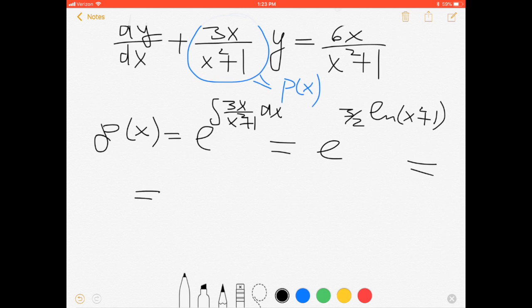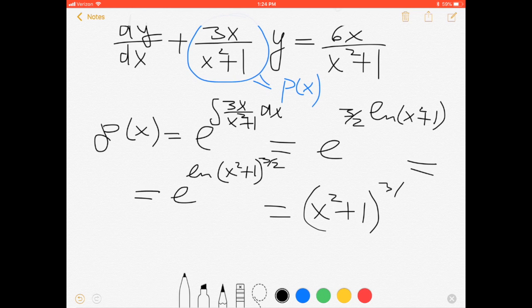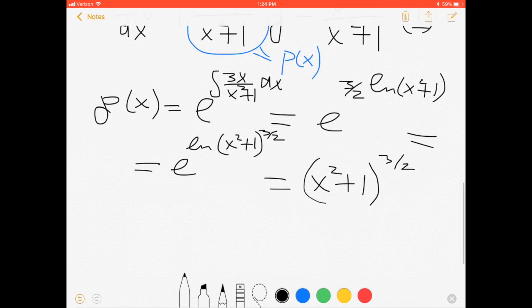You need to remember the exponential and logarithmic identity: e to the ln. Now I'm doing each step, but in the future I think you can skip the next couple of steps, and here it will be (x squared plus 1) to the 3 halves power. We need to multiply our equation by this multiplicator. Okay, this equation will work.